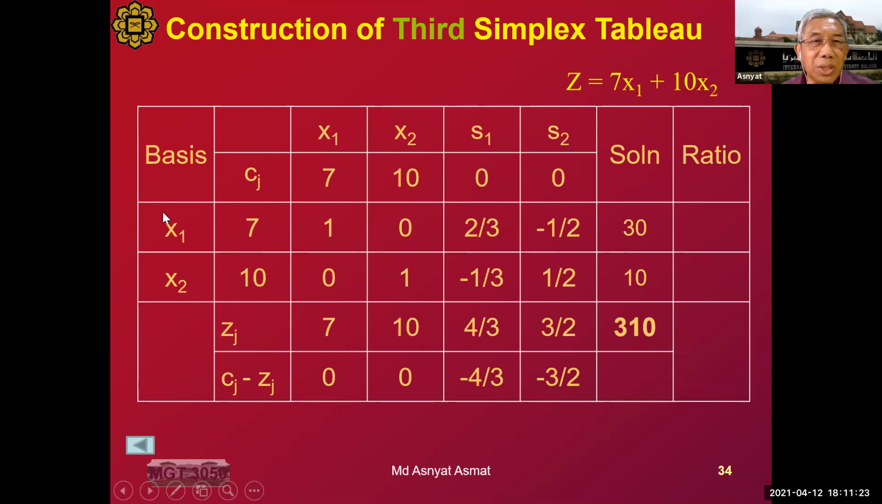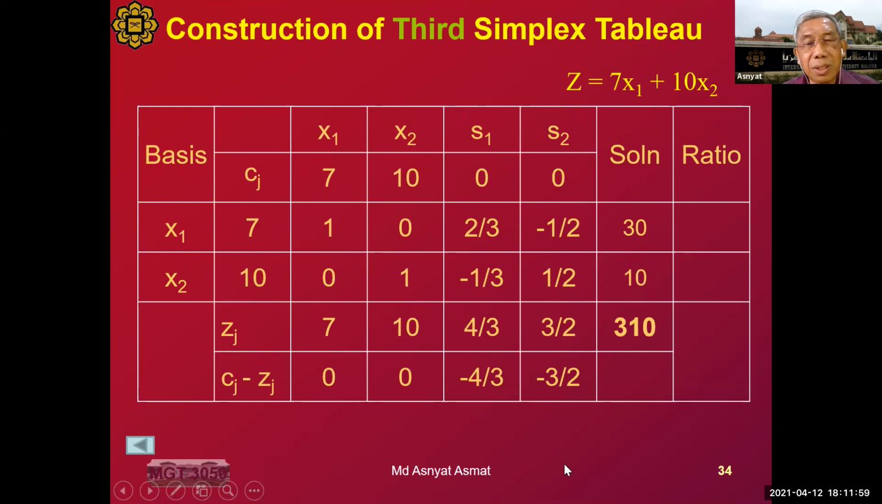Now the value of x1 is 30. X2 is now a basic variable equal to 10. S1 is not in the basis, equal to 0. It becomes non-basic. S2 also becomes non-basic, equal to 0. And then the profit Z is written in the solution column, 310.